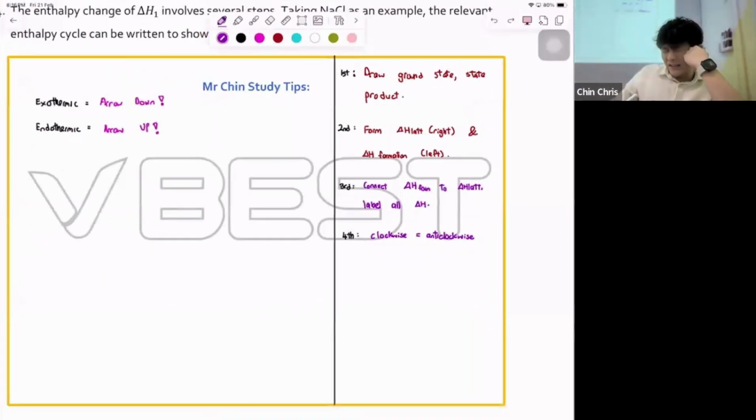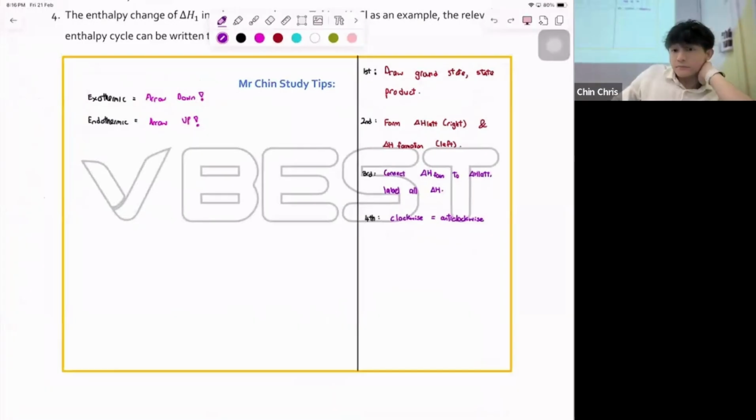What do you mean clockwise, anti-clockwise? Later I'll show you, don't worry. Okay, there's one thing that you need to know. Where's Chantal? Where's Chantal? Skipping up.